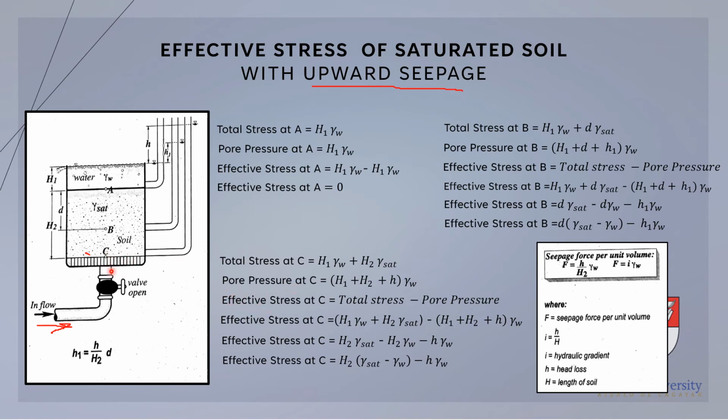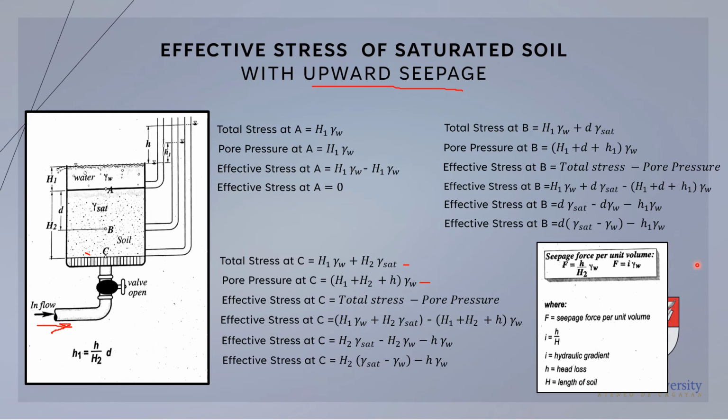So that is the pore water pressure at point C. And then the effective stress at C is still equal to the total stress minus the pore water pressure. So if you are going to simplify the equation from this one subtracted by this one, then we will come up with this equation.